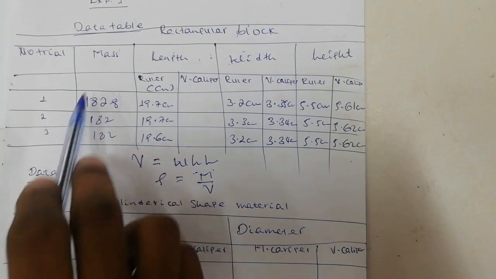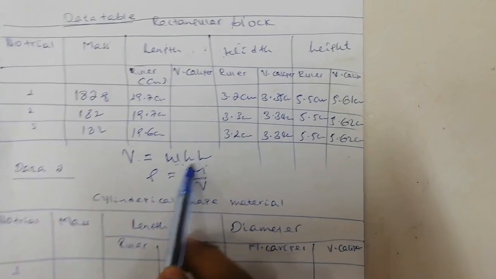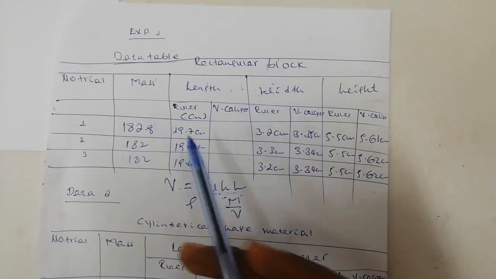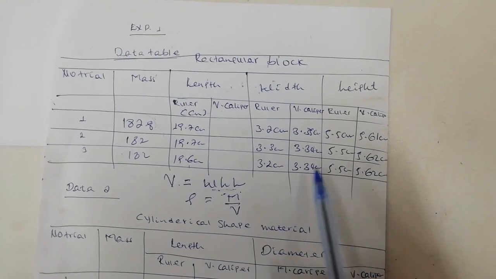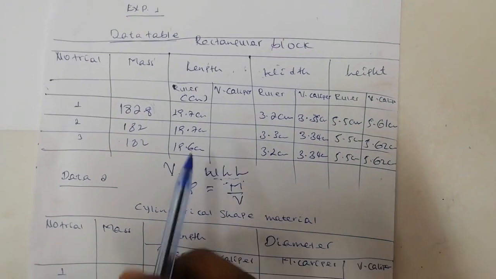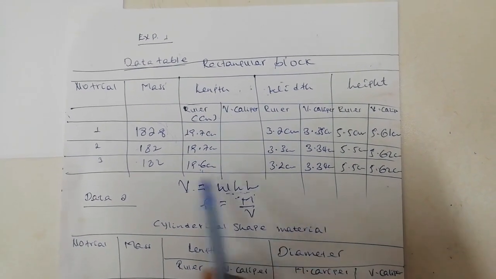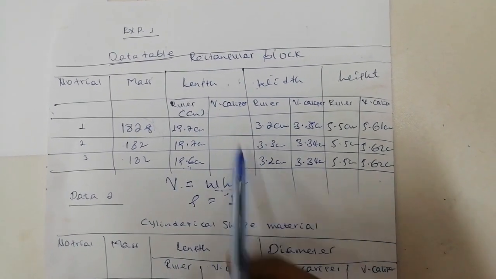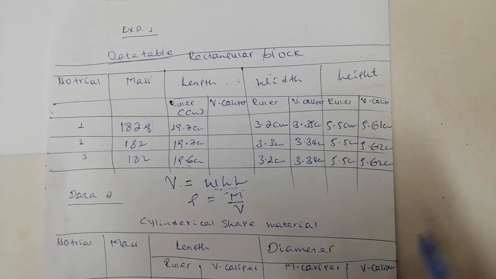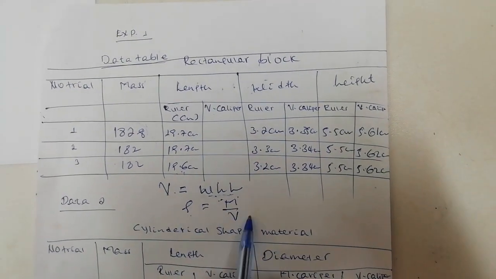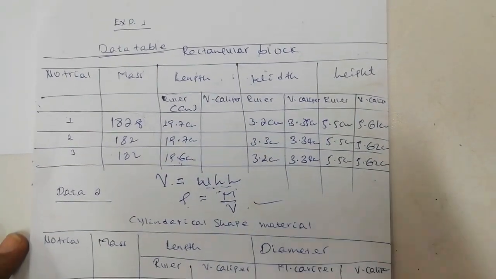We take the average mass here, and we have the volume here. Volume means length times width times height. We use different apparatus based on this expression: a ruler in one case and a vernier caliper in another. So this is the formula for a rectangular block.